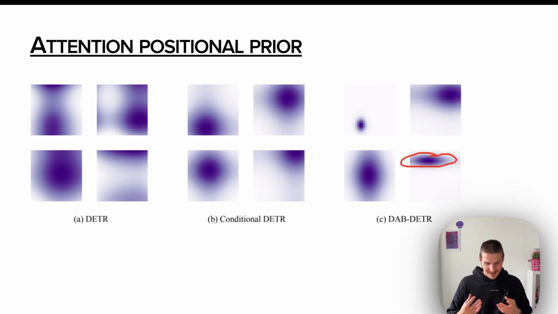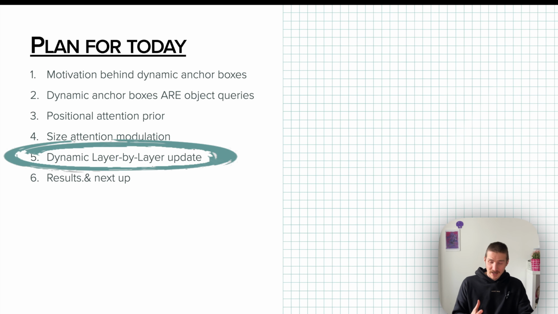I honestly don't understand how they get from dividing the position embedding by height and width to this sort of modulation. But I tend to believe that it is indeed what happens. So if you know how this happens, maybe this is something that I've missed in the sine-cosine embeddings themselves. Please comment, because I honestly reread the paper several times. I don't understand it. Now, finally, the last component of this is dynamic layer-by-layer update.